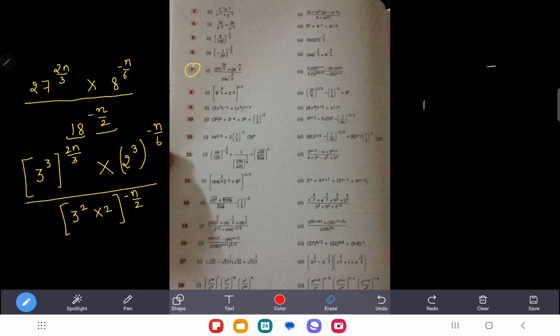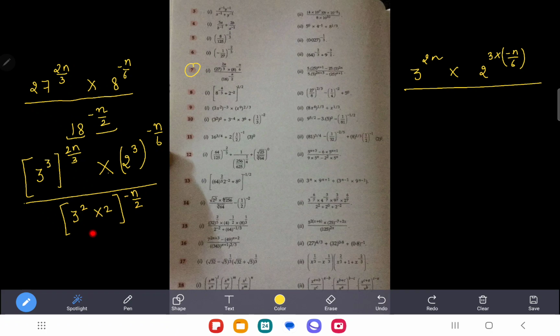The first part is going to be 3 raised to the power 2n, because 3 and 3 cancel. Correct. And then 2 raised to the power what? Minus n over 2. Right, that is correct. And then the denominator.